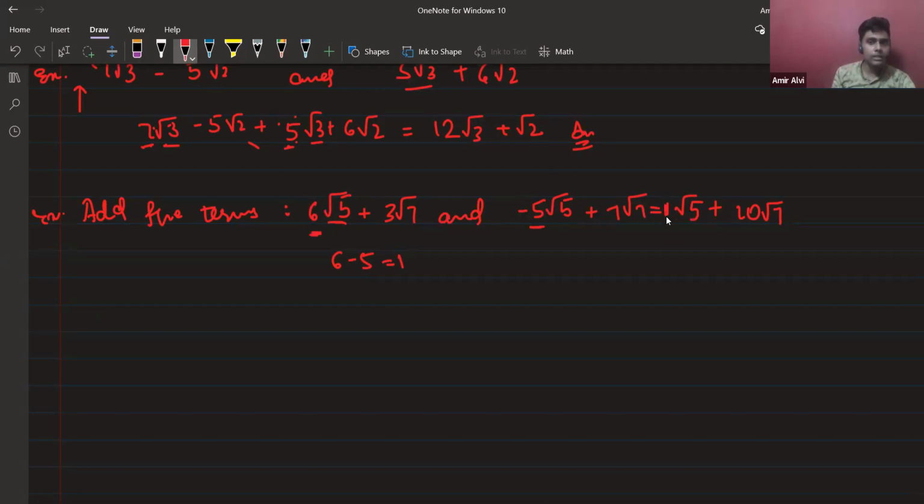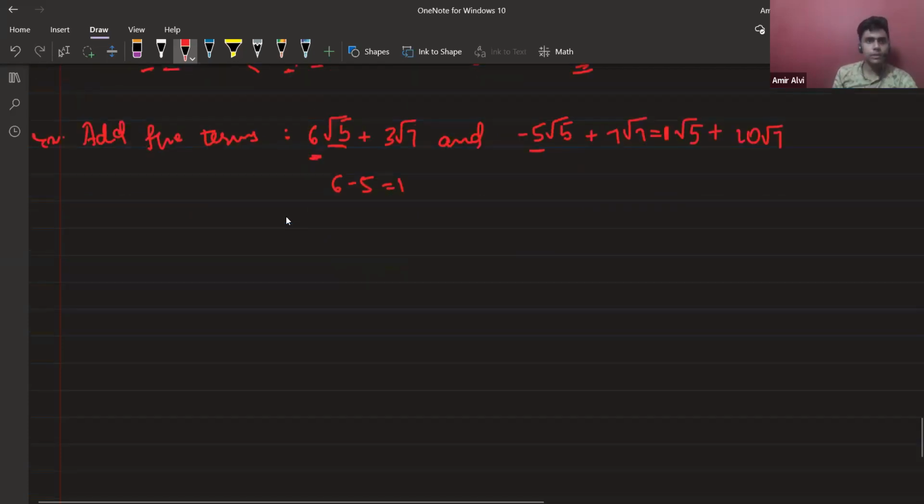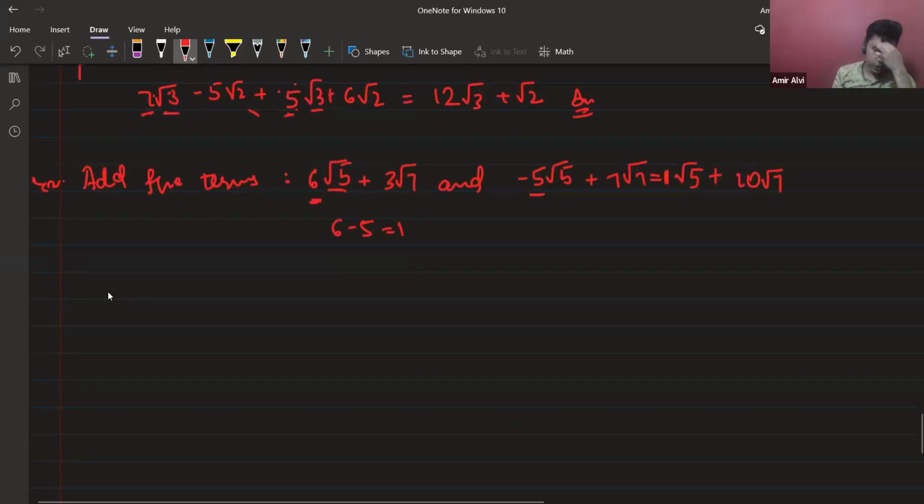Here 1 is left after subtracting 5 from 6, and adding 7 and 3, you get 10. Yes or no, Simran? Yes. Okay, very good. So now we have done the addition. Subtraction will be the same as it is.